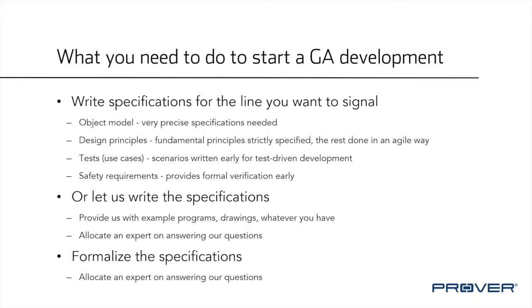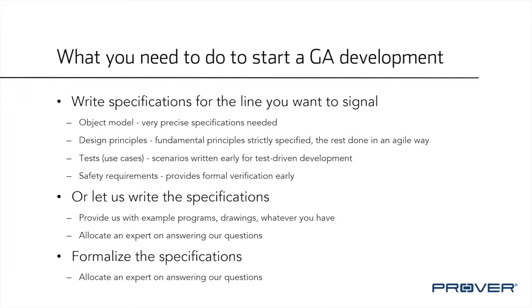This can be specified, and it works both as a way of explaining how you want the signaling system to behave, and also a way of specifying how you want this to be tested, that you actually got a system that fulfills your requirements. Finally, you need some safety requirements that you use for formal verification, and by having these requirements early, you can also use formal verification in an iterative way during the project.